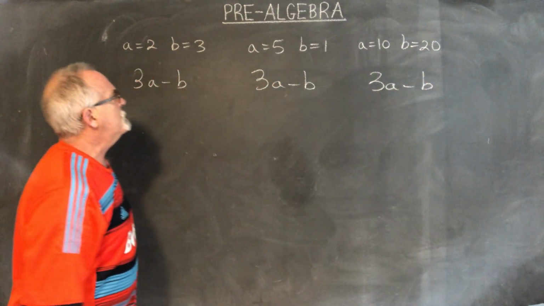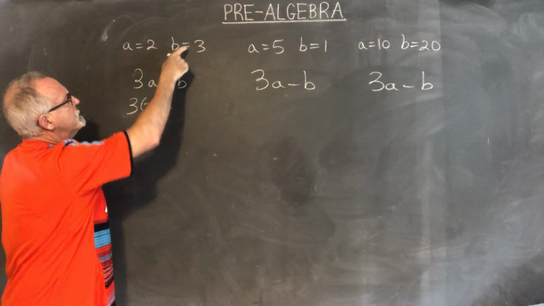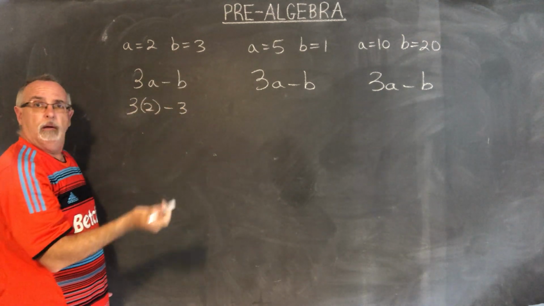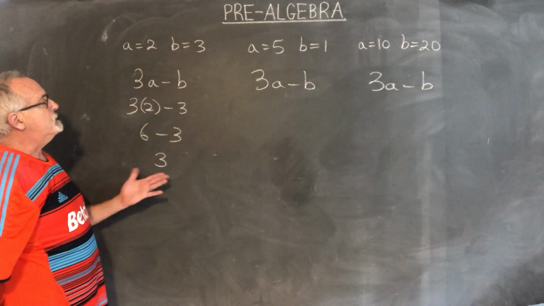Okay, let's substitute. If A is 2, this becomes 3 times 2 minus B, B is 3, it's just minus 3. 3 times 2 is 6, and 6 minus 3 is equal to 3. I have the answer, it's 3.